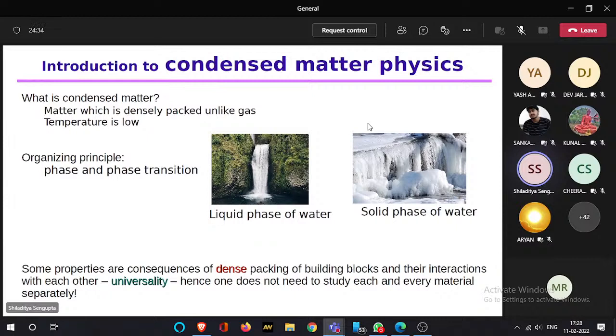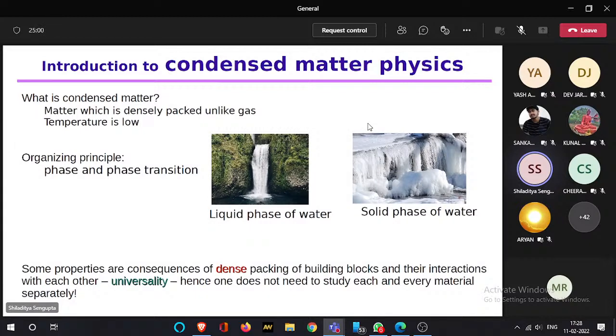Now here I will give you some examples. Basically you can see that these materials are made of some building blocks, which could be atoms or molecules, and these atoms and molecules come together in a very dense packing, and that forms some structure, and this packing has certain behavior, which is characterized by all these studies.